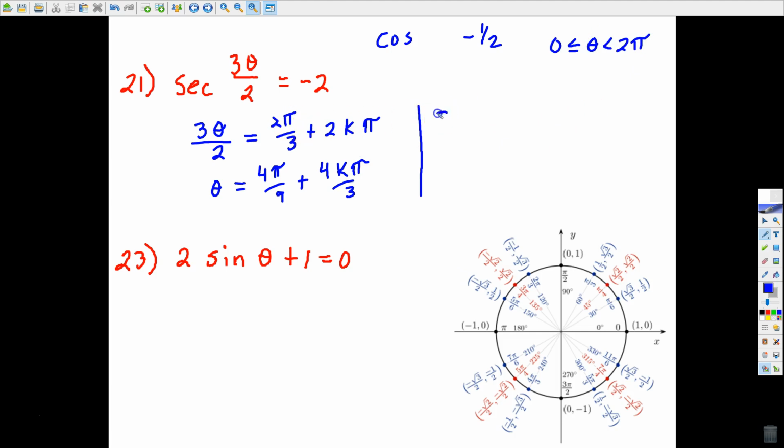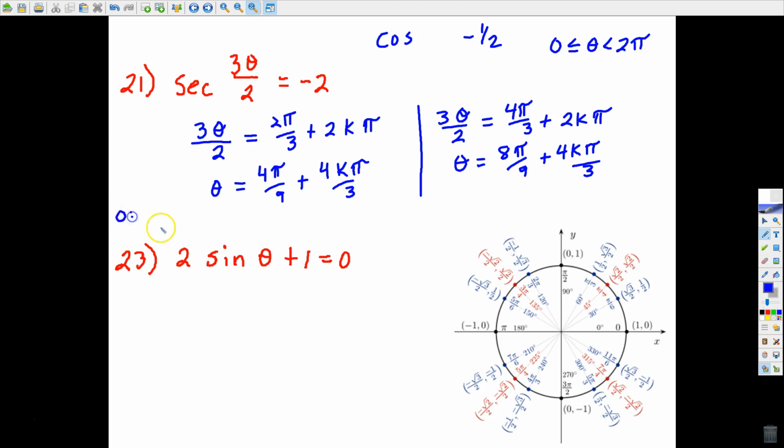So let's jump over here and we'll set up another equation because there are two different places where cosine is negative 1/2. All right, isolating theta, I'm multiplying by 2/3. That would be 8 pi over 9, just 4 pi over 3 times 2/3. And this times 2/3 would be 4k pi over 3. Okay, now we start doing our inputs starting at 0, and hopefully we can do some mental math here. If I let k be 0, that makes this entire term drop out, and the result's going to be 4 pi over 9. And that fits in the area from 0 to 2 pi.